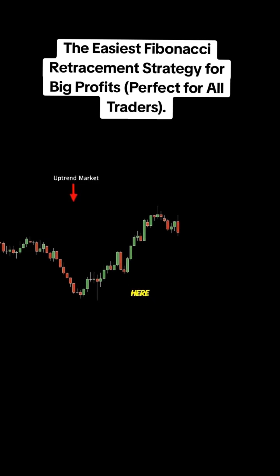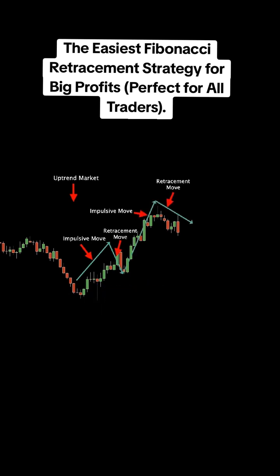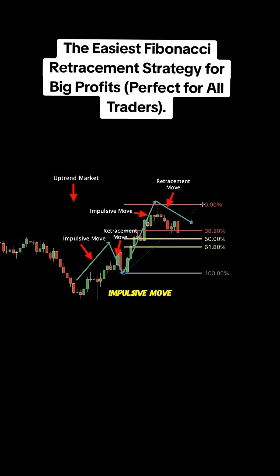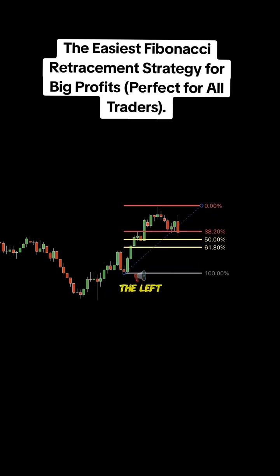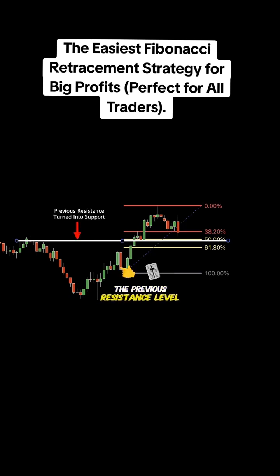As you can see here, the market is trending upward with impulsive moves followed by retracement moves. Now, here's another impulsive move that's followed by a retracement. We'll start by plotting our Fibonacci retracement from the beginning to the end of the impulsive move. If you look to the left, you'll notice that the 50% Fibonacci level aligns with a previous resistance level that has now turned into support.